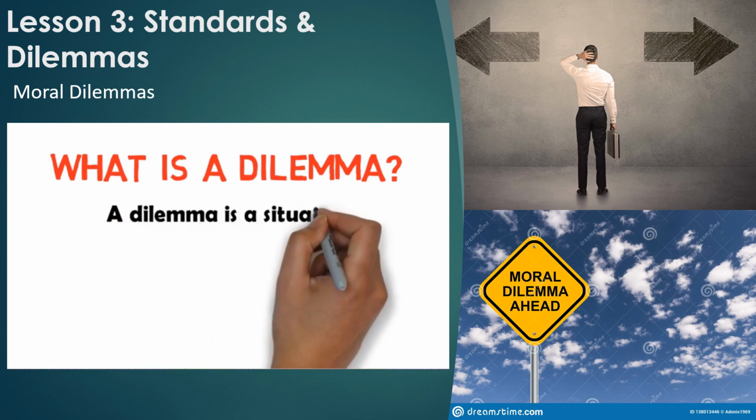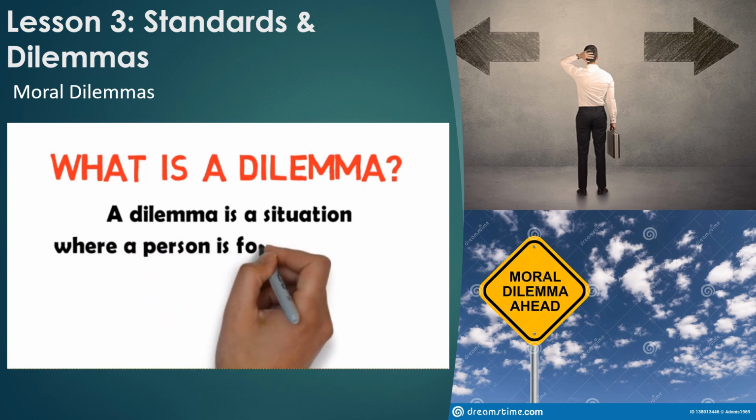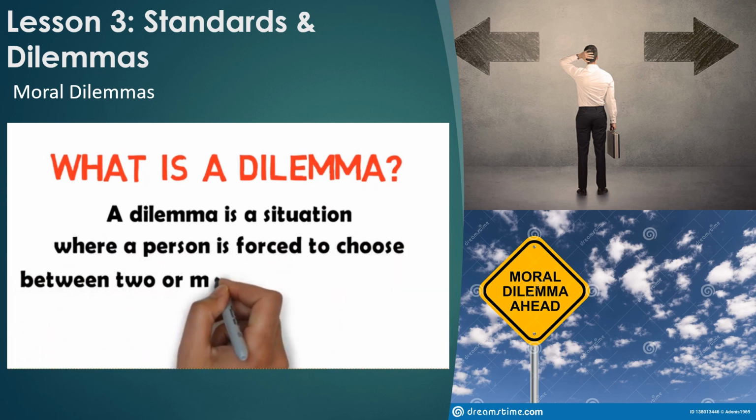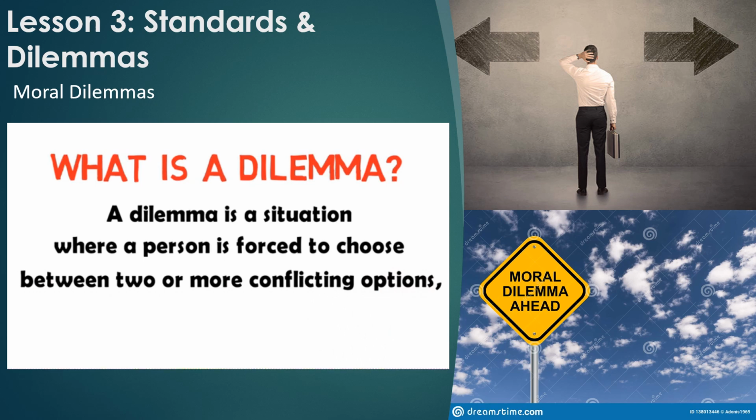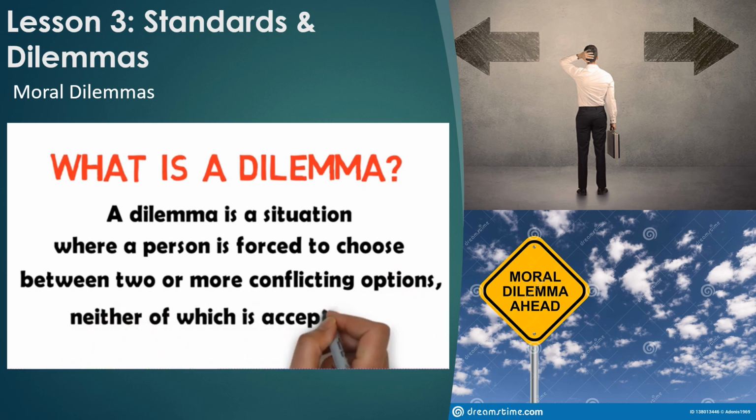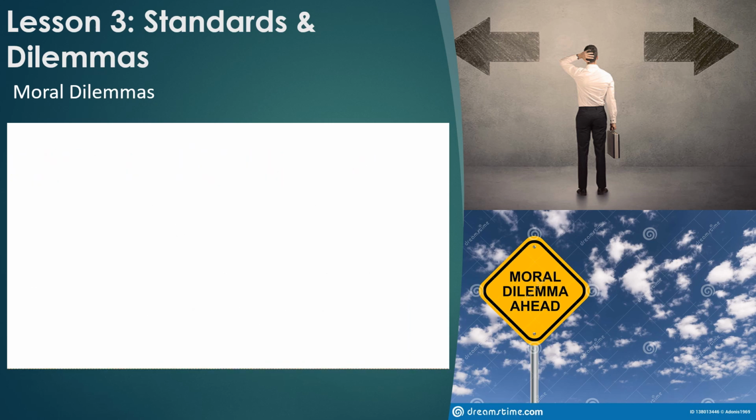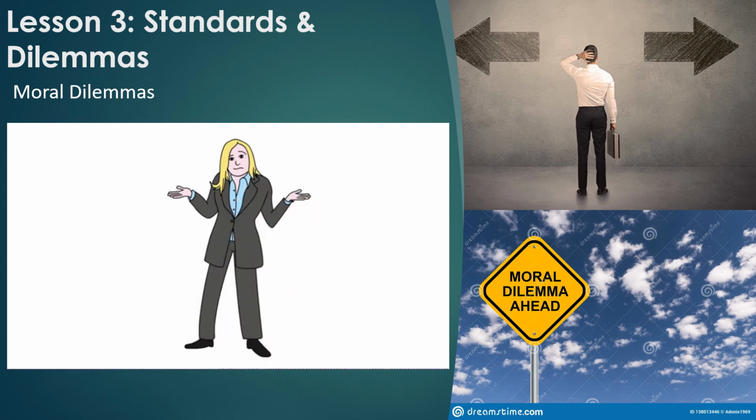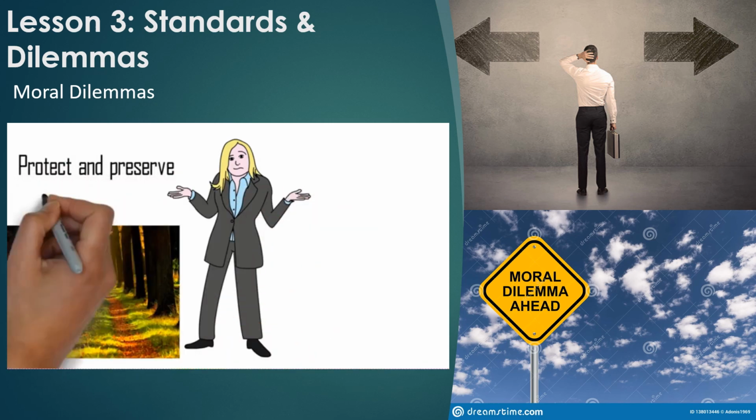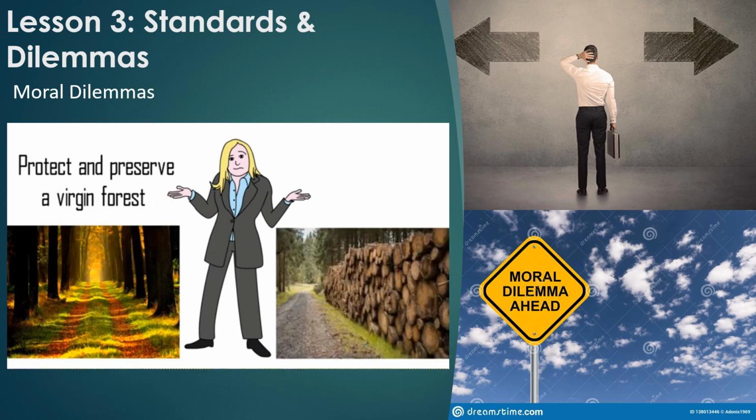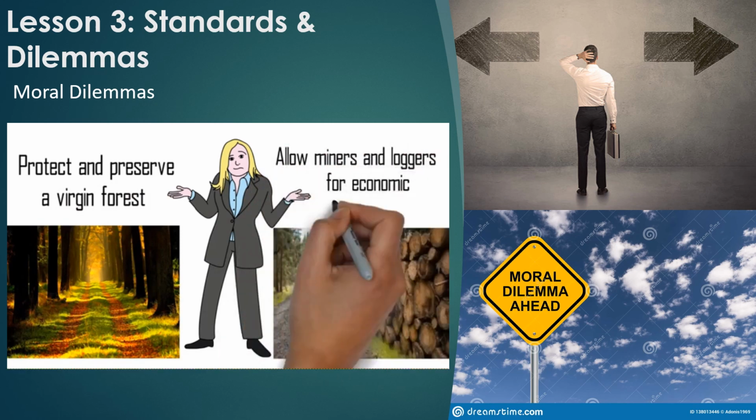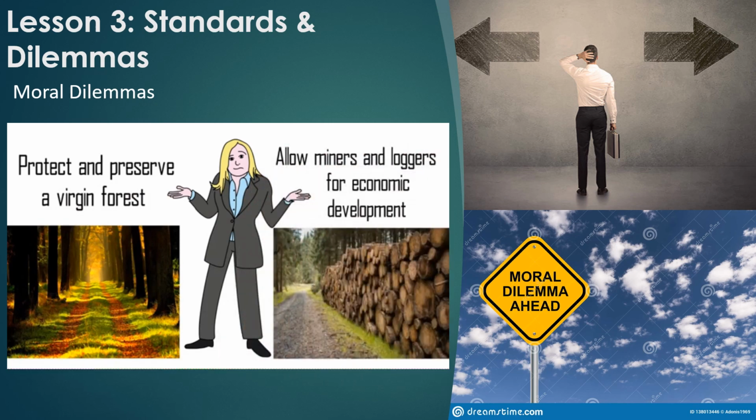A dilemma is a situation where a person is forced to choose between two or more conflicting options, neither of which is acceptable. As we can see, the key here is that the person has choices to make that will all have results she does not want. For example, a town mayor faces a dilemma about how to protect and preserve a virgin forest, and at the same time, allow miners and loggers for economic development in the town.